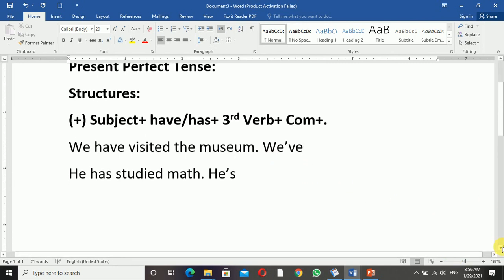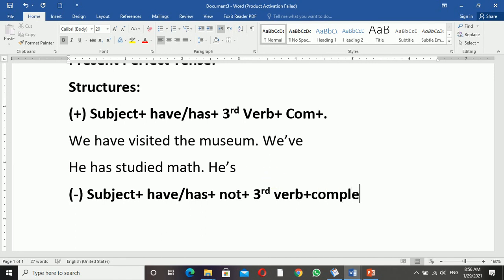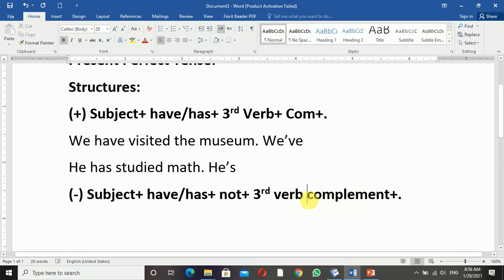Now after this we have the negative structure. So for the negative structure we have subject plus have or has plus not plus third verb and plus complement plus dot. So dear students, you can see here that verb then complement is also possible. You can say it either way, no difference. So you see that only not is added here.